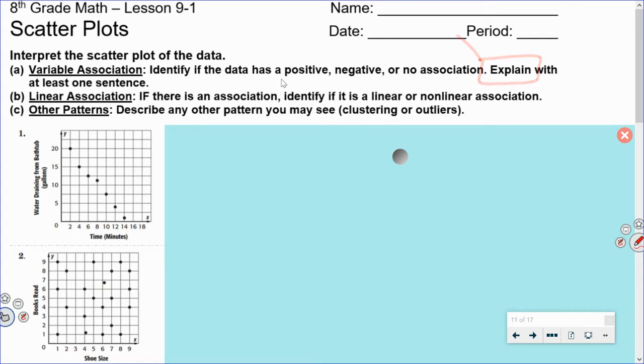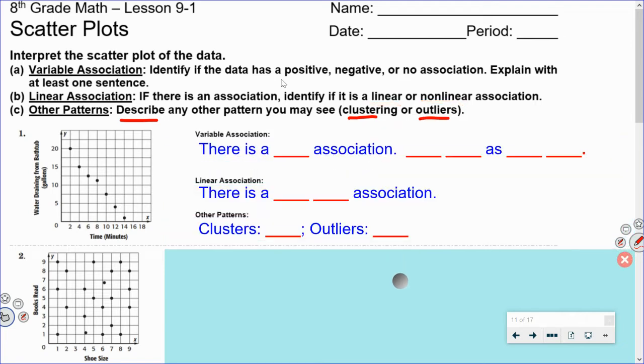Linear association. So this is a big old if. Notice that word if. If there is an association, we're going to then identify, okay, is it linear? Is it nonlinear? Last but not least, we're going to describe other patterns that we might see. Look for clusters, look for outliers. Let's begin with number one.